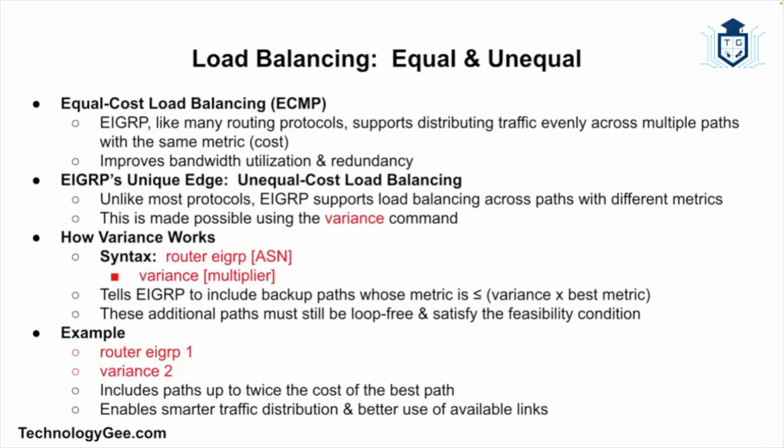All right, so let's move on and talk about load balancing real quick. One of EIGRP's coolest tricks is its support for unequal cost load balancing. Most protocols only load balance across paths with the same costs, but EIGRP uses a command called variance to include less than perfect paths in the mix as long as they meet certain criteria. On your screen right here at the bottom, this is an example of how to set that up. Basically, this tells EIGRP to include paths with a metric up to twice as long as the best path, allowing for smarter traffic distribution.